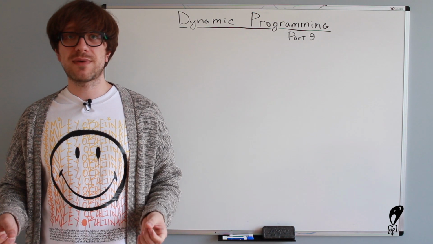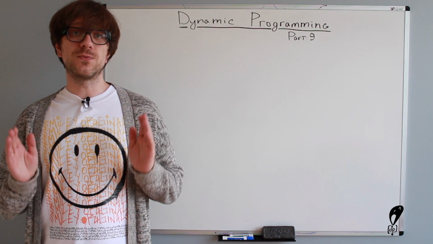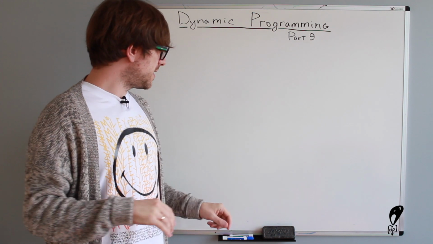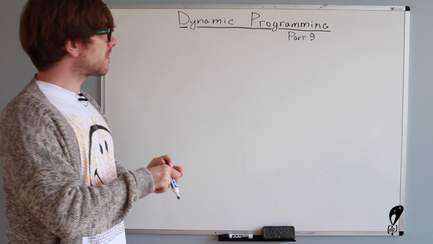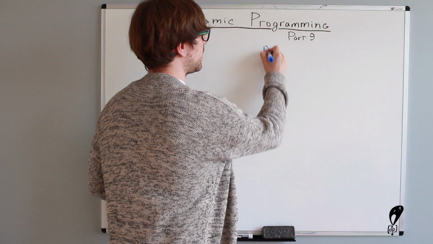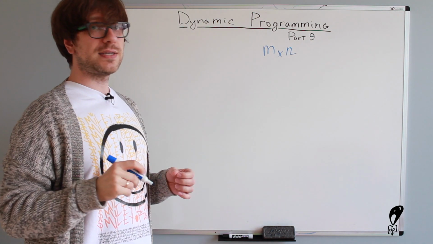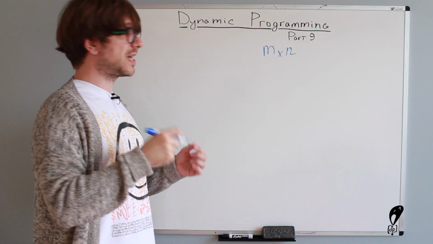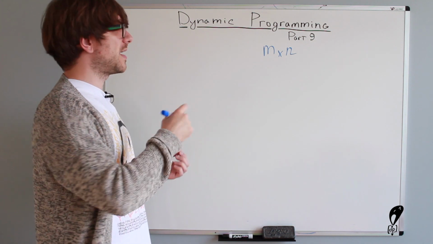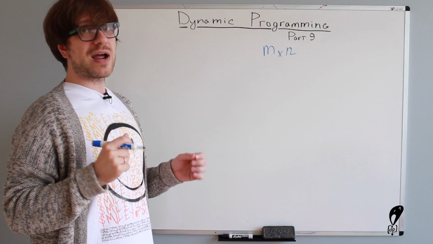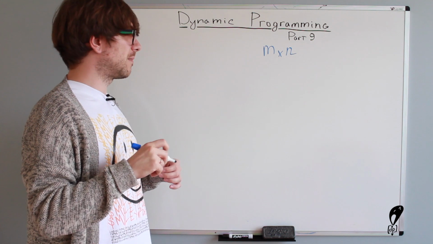So what is the problem about? The problem is about finding the number of ways to reach position XY in a matrix. So the matrix is of size m by n, and the goal is to find the number of ways to get to position XY. Usually the position XY is the end of the matrix, right? So this problem is in a way very similar to the climbing stairs problem.